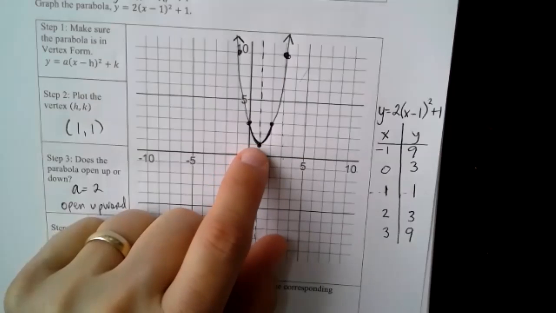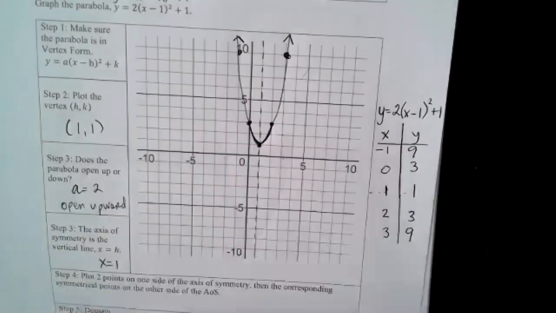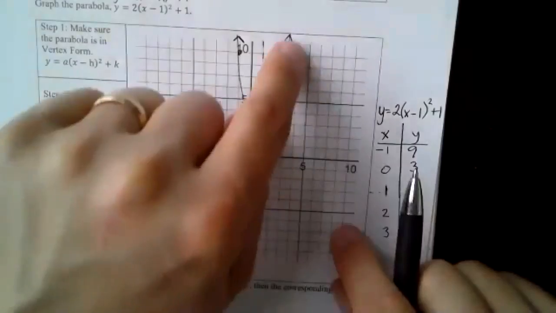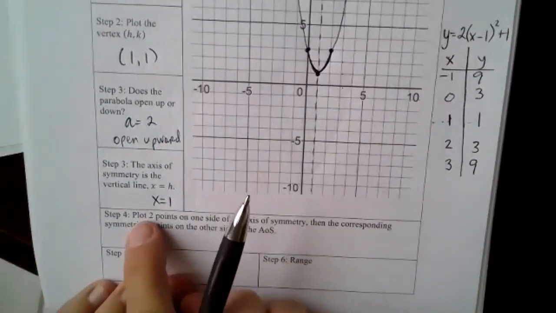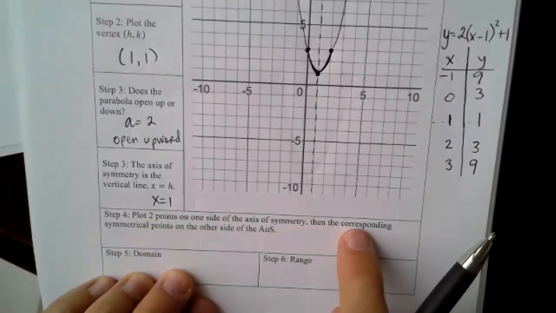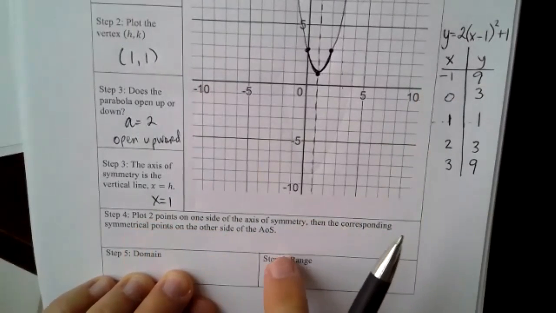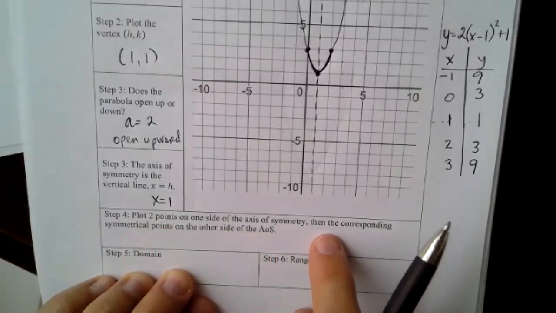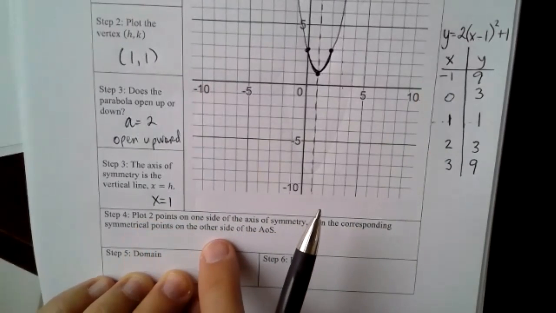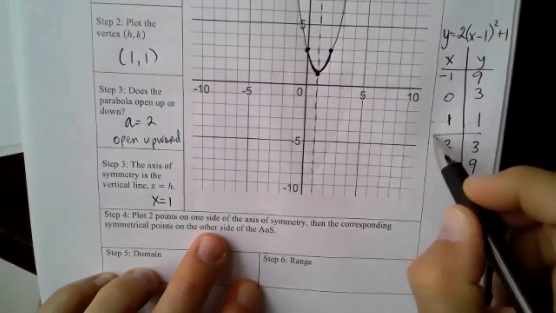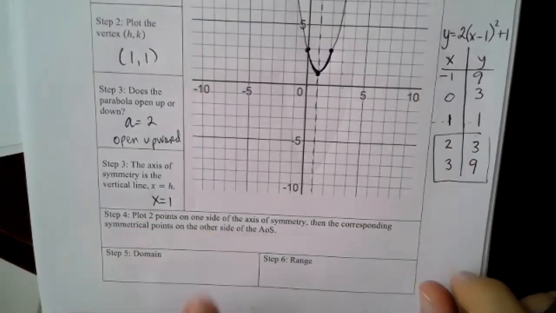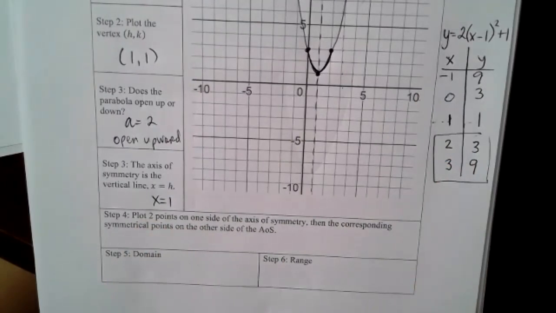It can easily be confused with an absolute value because it's harder to round that out. All right, so let's go down here. It said plot 2 points, but I plotted more than that. On one side of the axis of symmetry, then corresponding symmetrical points on the other side of the AOS. So that's basic. The 2 points that I did were here and here, okay?